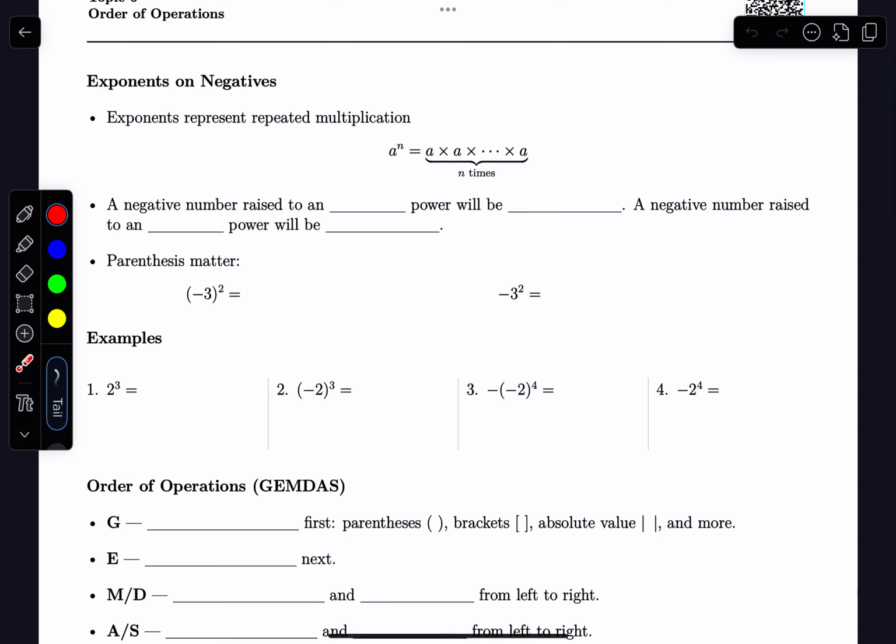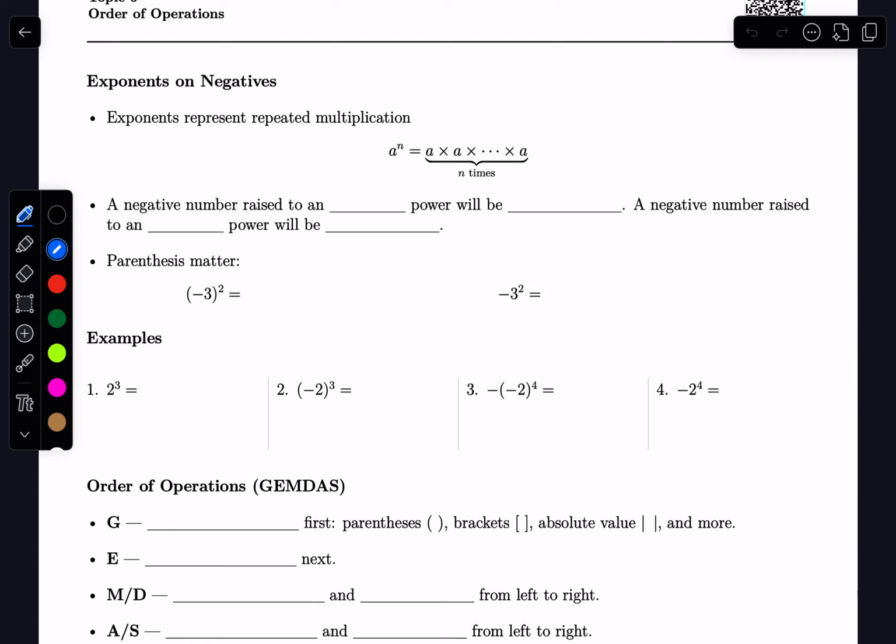Exponents on negatives. So exponents represent repeated multiplication. We have seen this exact diagram before in our essential skills lesson, where a to the n means to take the base of a and multiply it by itself n times, where n is that exponent. Now, what we're going to add to this is what to do when negatives are involved. We saw how exponents work for positives, but what if there's a negative?